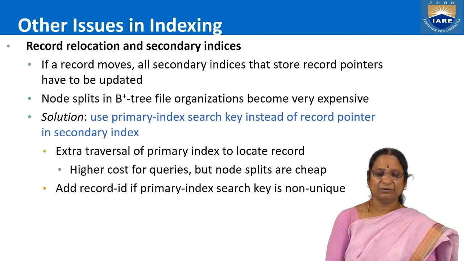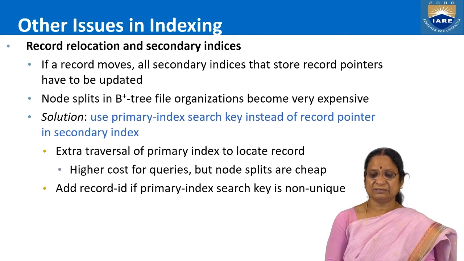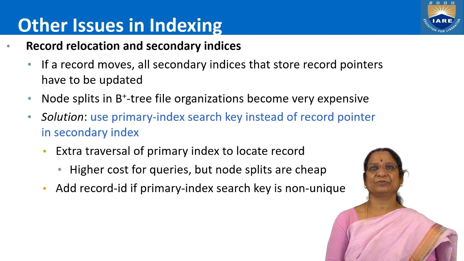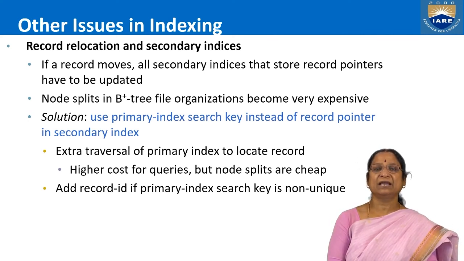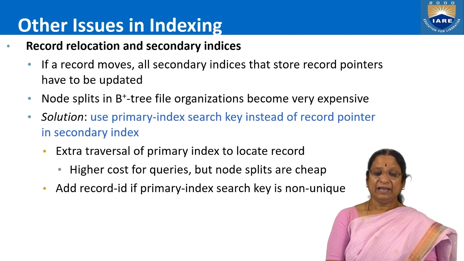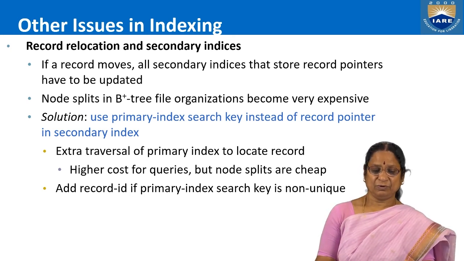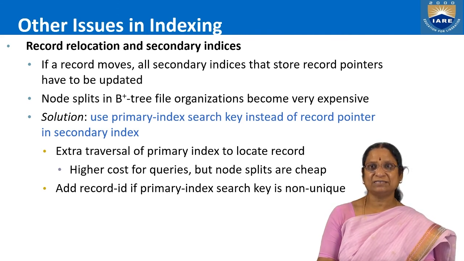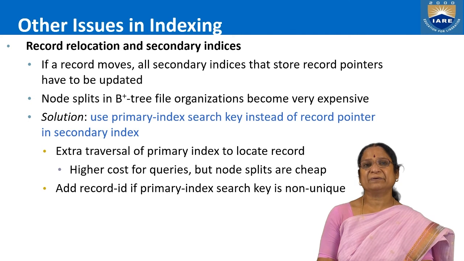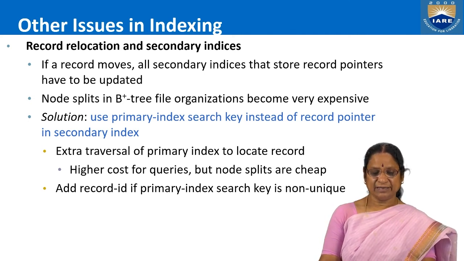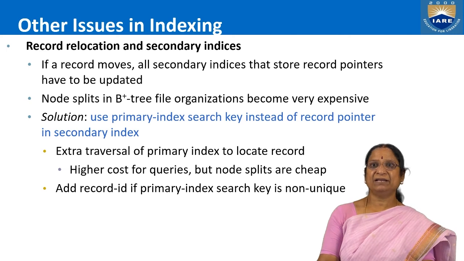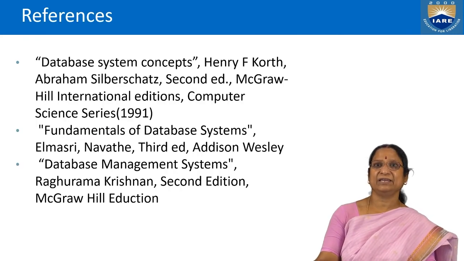To avoid that, use the primary index search key instead of the record pointer in a secondary index. That means along with the search key, anyway, that respective table will have the primary key, which will have unique values only. So an extra traversal of the primary index to locate the record is an additional overhead. Higher cost for queries, but node splits are going to be cheaper. So the record ID is added if the primary index search key is not a unique key.